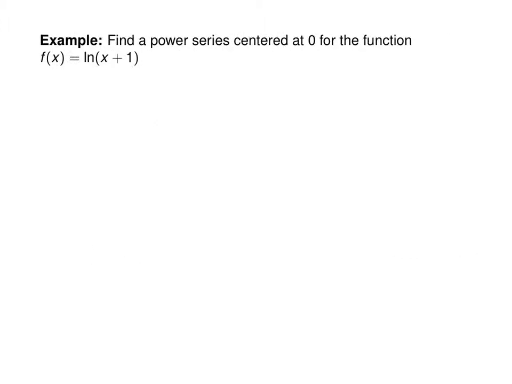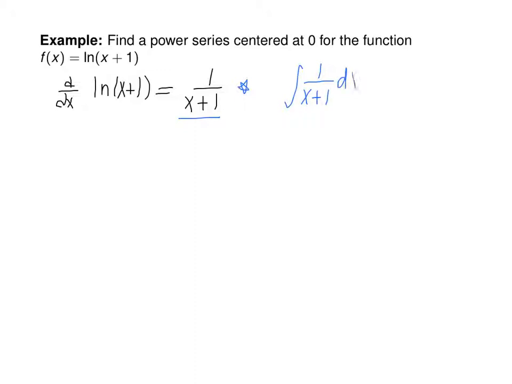Now another technique to find a power series was to use different relationships between derivatives and integrals. So for ln of x plus 1, notice that the derivative of ln x plus 1 is equal to 1 over x plus 1. And we can find a power series for this. And so if I find a power series for 1 over x plus 1, then I can integrate it, and that will give me a power series for ln x plus 1. And the radius of convergence will be the same, but the interval may have changed slightly.